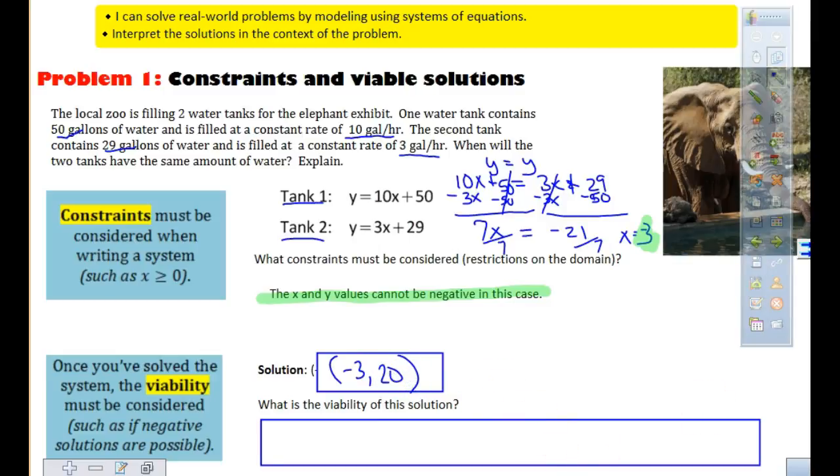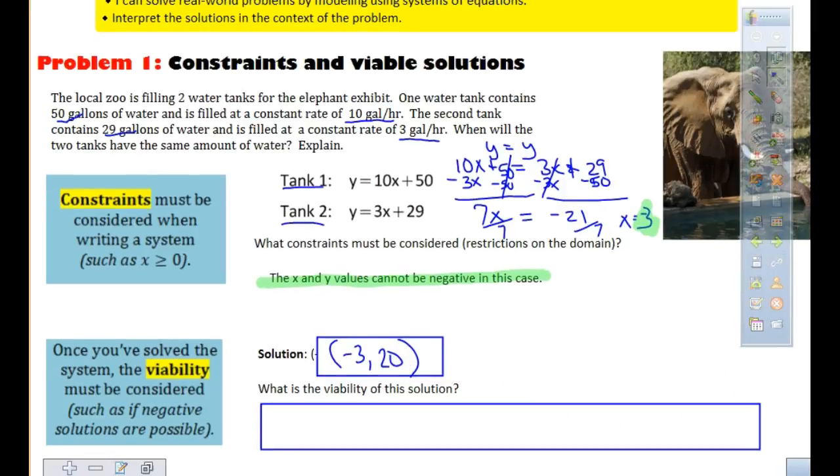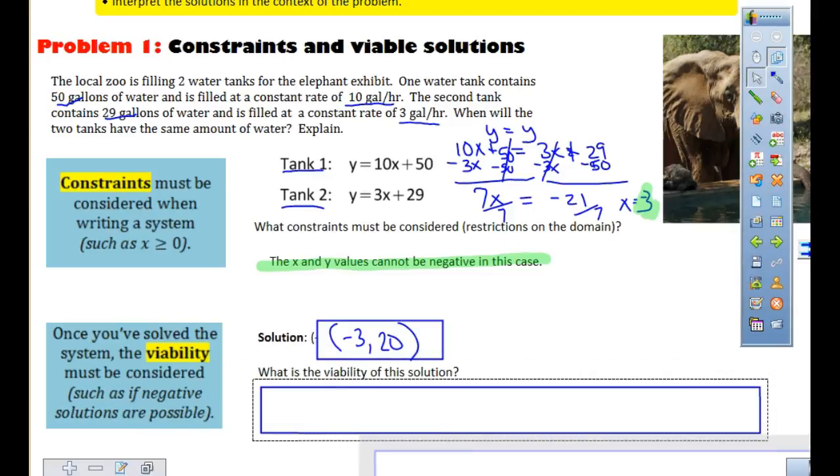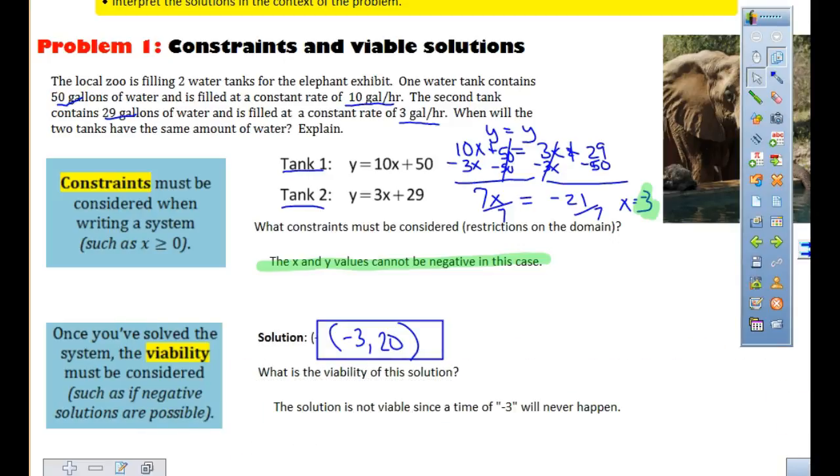And someone said, well, that means that it's 3 hours ago. Yeah, but we're just starting from where they started filling, so will they ever be the same? Not in this situation. So it says, once you've solved a system, the viability must be considered, such as, can we have negative solutions? As we do some of the problems today, you're going to see that as we solve them, it's not possible to have that solution.